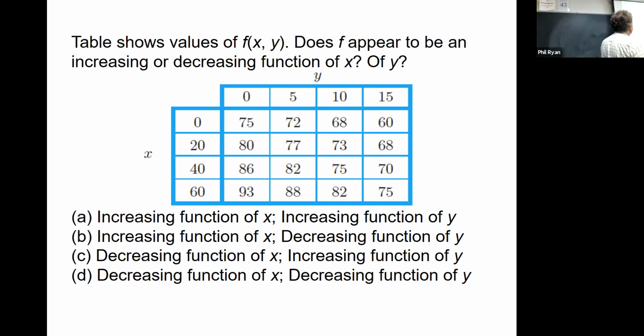And so when we see this, in just the variable y, what happens as y increases? Well, we see that our function decreases. So this is a decreasing function of y. What happens when we go in x? Well, that means we go down like this. We see that it's increasing. So this is an increasing function of x and a decreasing function of y.